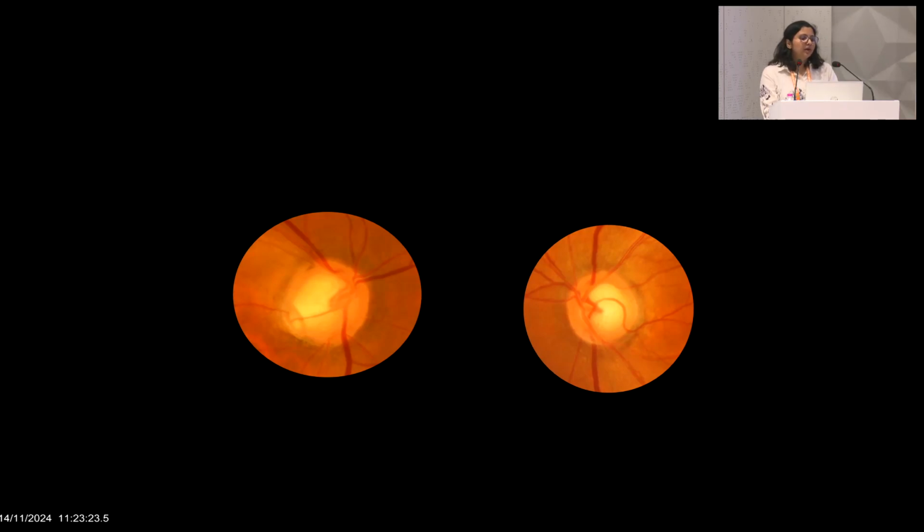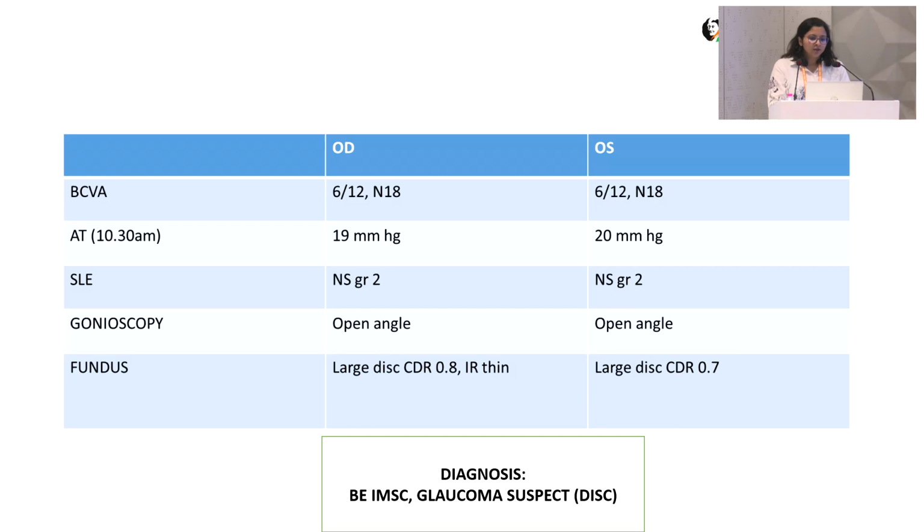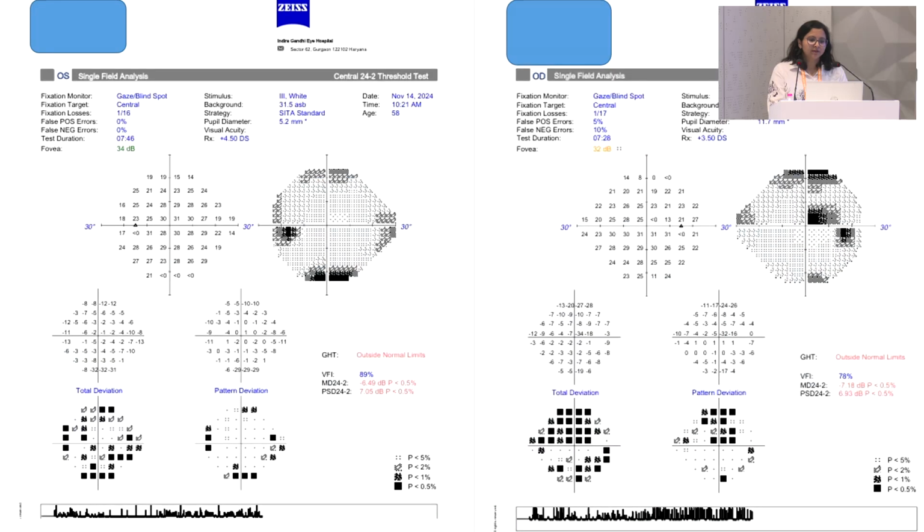Disc appeared to be large in right eye with cup disc ratio of 0.7, inferior rim thinning. In left eye also, cup disc ratio was large, almost 0.6. So we made a diagnosis of both eye immature senile cataract and glaucoma suspect for the patient. We did the visual field for the patient. We could see in right eye there were superior hemispheric changes present. Left eye was more or less like a learning curve.